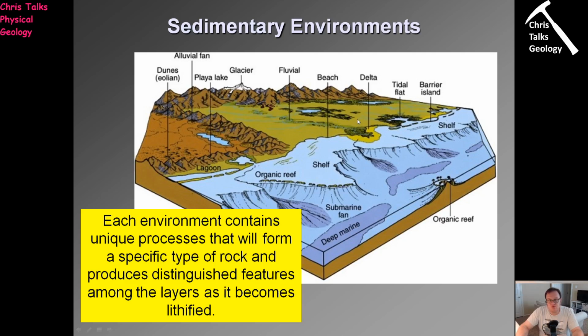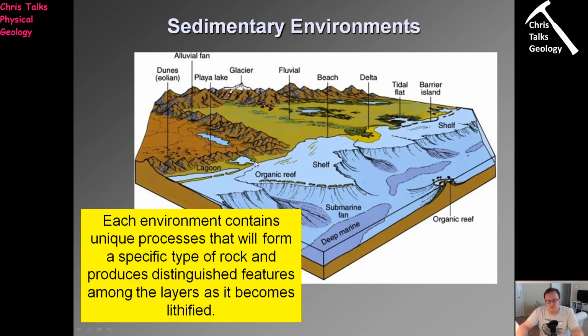Now, the most important thing about sedimentary environments is they are split into three very broad groups. There are the continental sedimentary environments, and shock horror, those are the ones that occur on land. So that's environments like the Aeolian environment, alluvial fans, playa lakes, glaciers, fluvial environments. So please note that fluvial environments are freshwater environments, and they are considered to be continental because they are occurring on land.